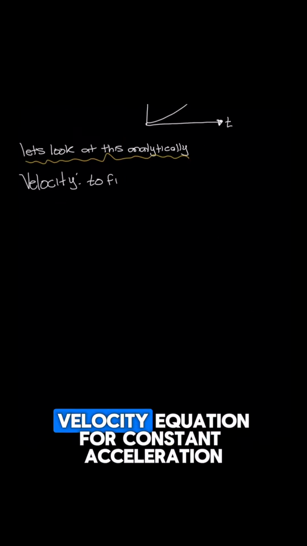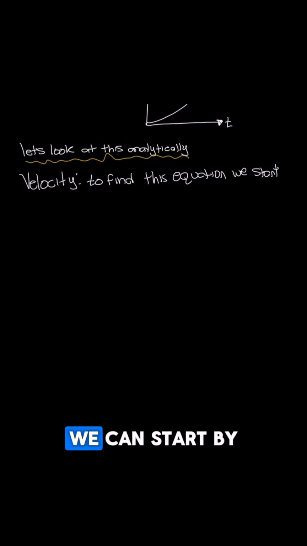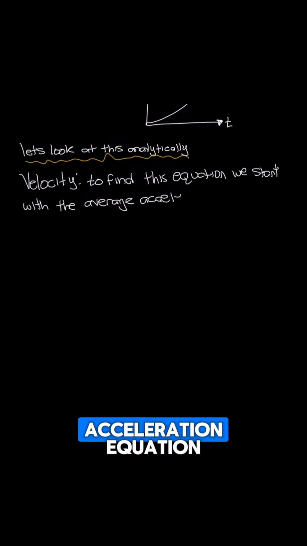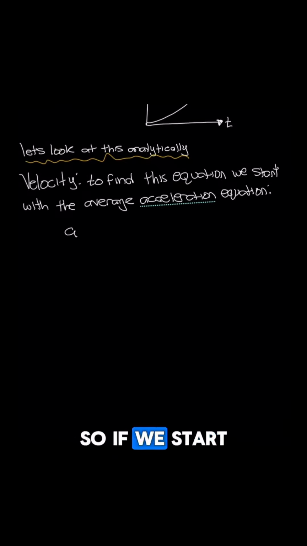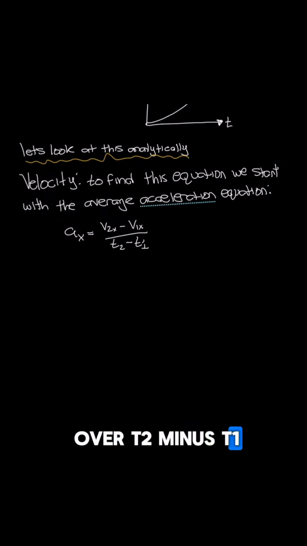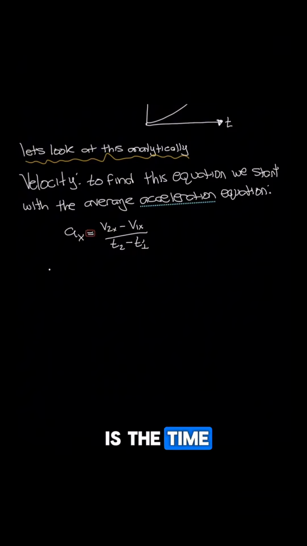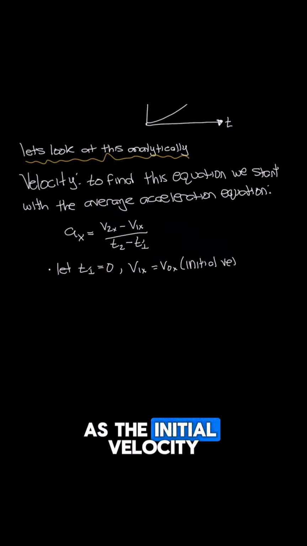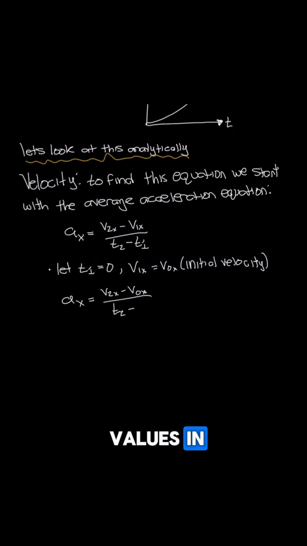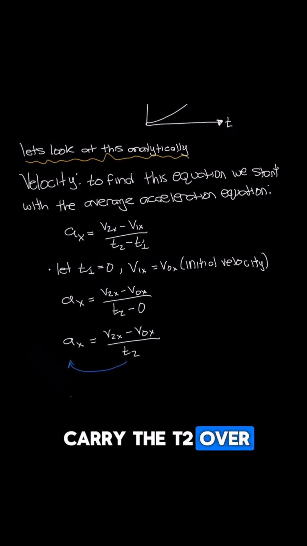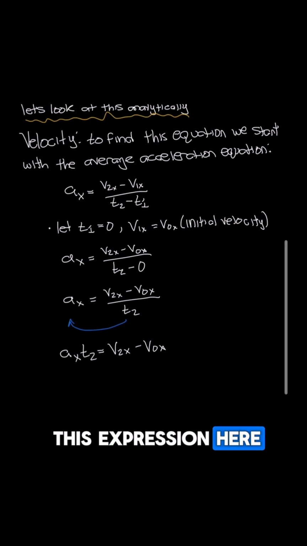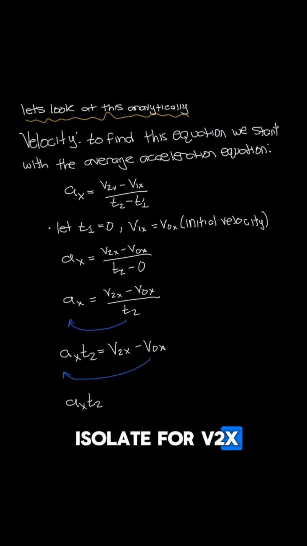So to find the velocity equation for constant acceleration, we can start by looking at the average acceleration equation and derive it from there. So if we start with ax equal to v2x minus v1x over t2 minus t1, where v2x and v1x are the velocities and t2 minus t1 is the time, and then we let t1 equal 0 and v1x equal v0x as the initial velocity. Then we plug those values in, and then we can carry the t2 over to the other side, and then we get this expression here. And then if we isolate for v2x, we get this expression.